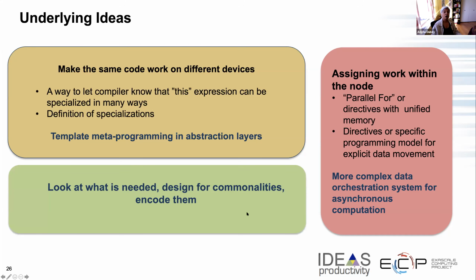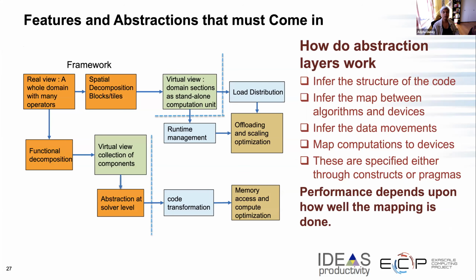So how do we go about designing? We go about designing by looking at what is needed. We design for commonalities and we encode them. And how do we do that? If we view what the abstraction layers would do in our running example of multiphysics PDEs, we think about how the abstraction layers are usually working.